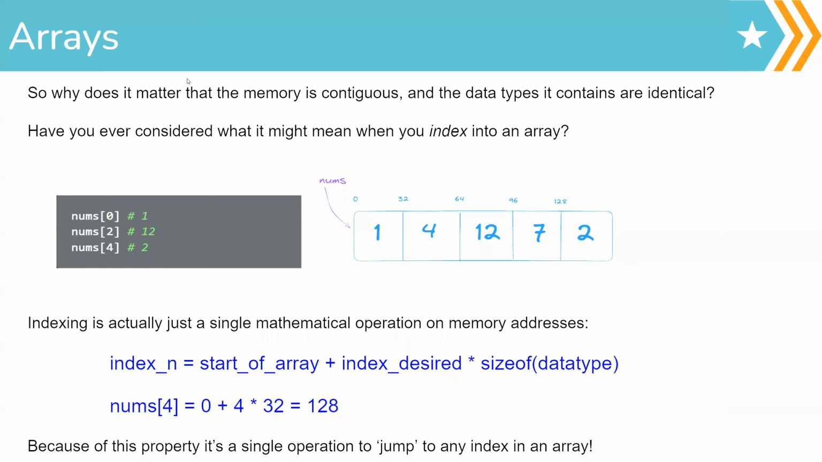There are really only two ideas with an array. One, it's contiguous, so all the memory is one after the other. The other is that the data types are identical. In this case, we're saying all the primitive things take only 32 bits, but this works just as well if you're dealing with big objects.